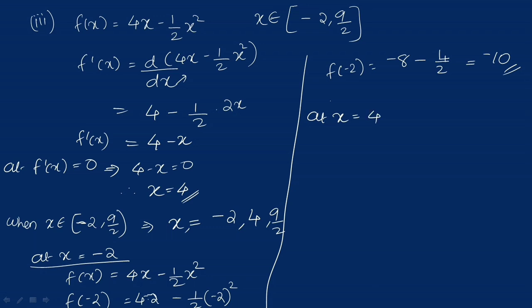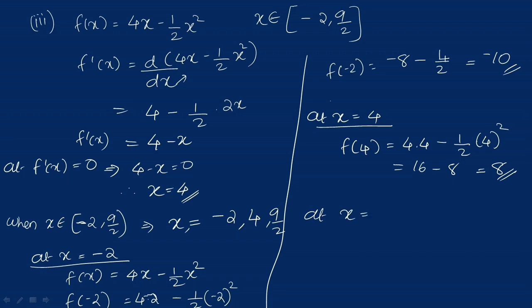Now the next value of x, that is x equal to 4. We have the same equation, that is f of x is equal to 4x minus half x square, that is f of 4 is equal to 4 into 4 minus half into 4 whole square, that is 4 into 4, 16, minus half into 4 whole square, that is 8. 16 minus 8 is 8.